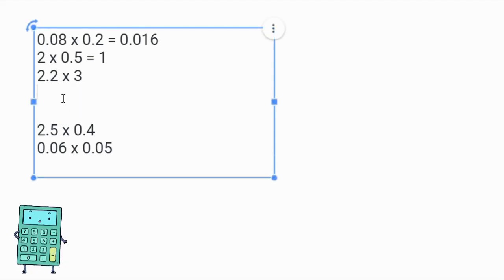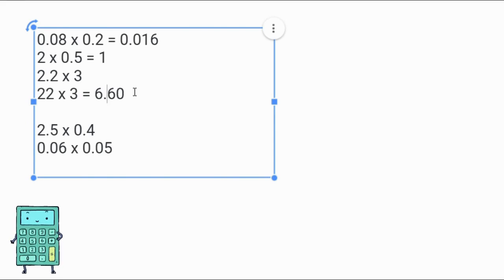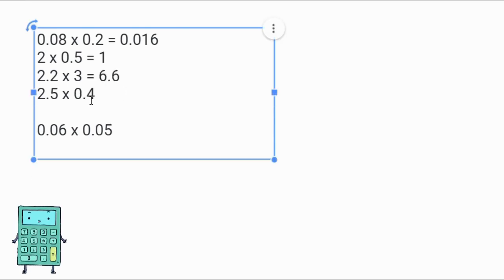Here we have 2.2 times 3. So again, forget the decimal point. This is a whole number, so there's nothing to forget when it comes to this number. And we're going to do 22 times 3, which is 66. Now we're going to count the numbers after the decimal point. Only 1 here. We're going to move it from here. It's going to jump 1. So it gets 6.6.